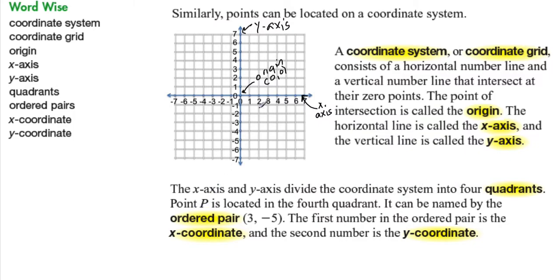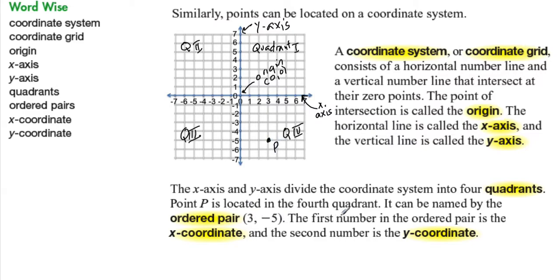So this is quadrant 1. We'll put it in Roman numerals. Quadrant, sorry, I forgot the T, and I'll just put Q here. This is quadrant 2. This is quadrant 3. And this is quadrant 4. Point P is located in the 4th quadrant. Point P is 3, -5, so it's located in the 4th quadrant right here. That's point P.